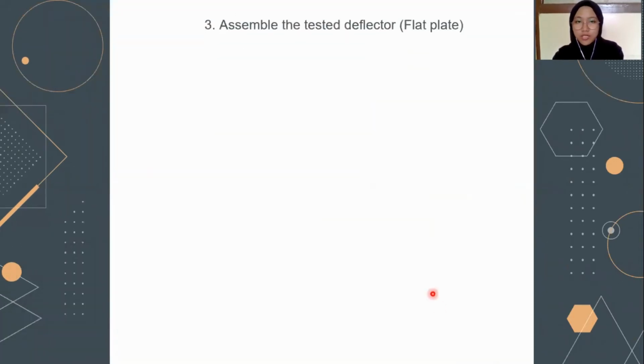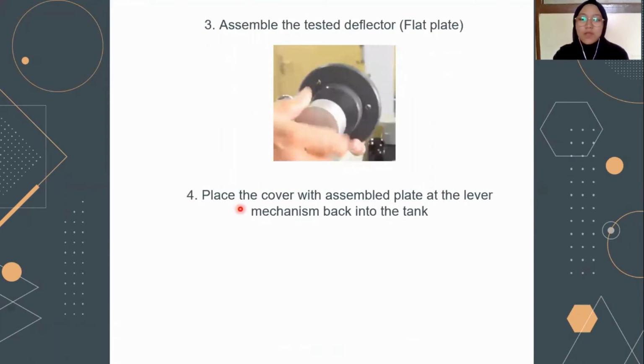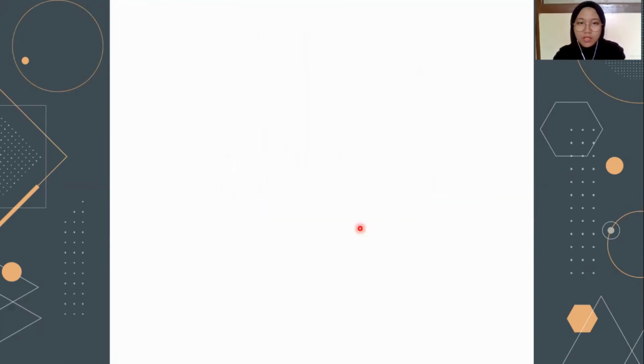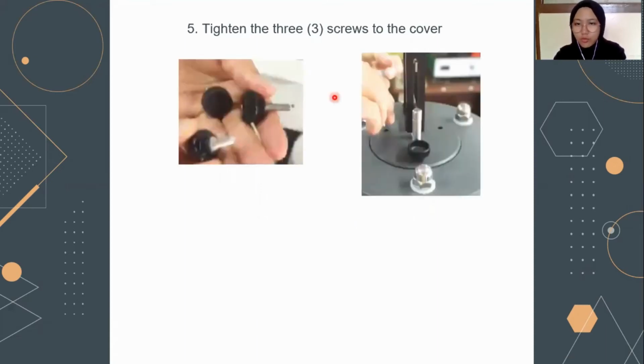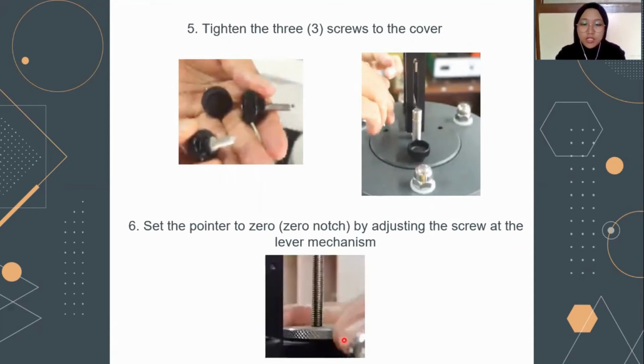And then continue with assembling the tested deflector, starting with this flat plate. For the fourth step, place the cover with the assembled plate and the lever mechanism back into the tank. And then tighten the 3 screws to the cover. So these are the 3 screws, number 1, number 2, and number 3. For step number 6, set the pointer to 0 by adjusting the screw at the lever mechanism. This is the screw.